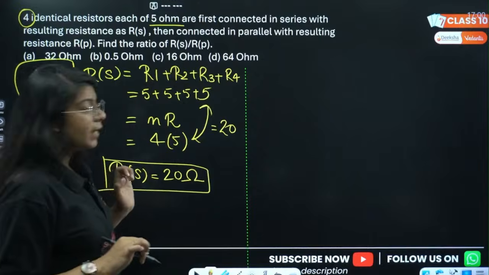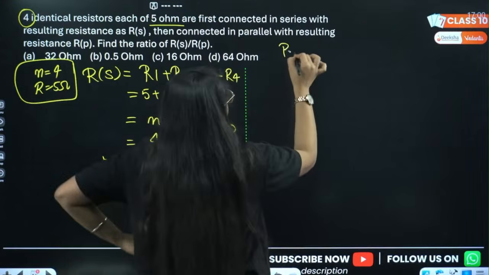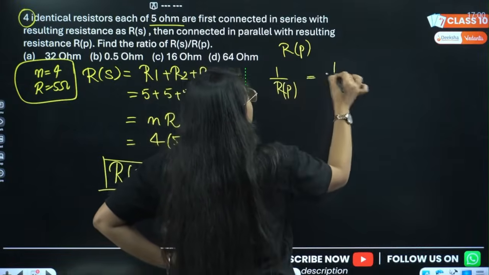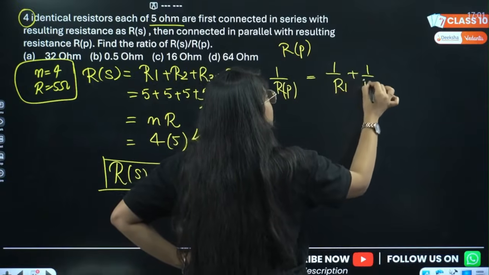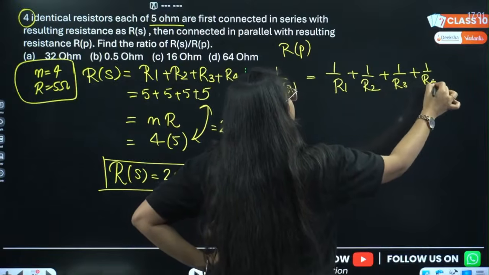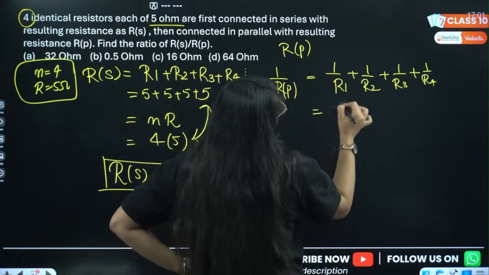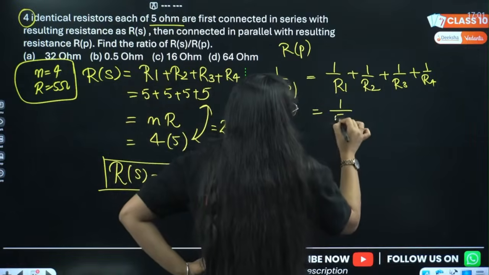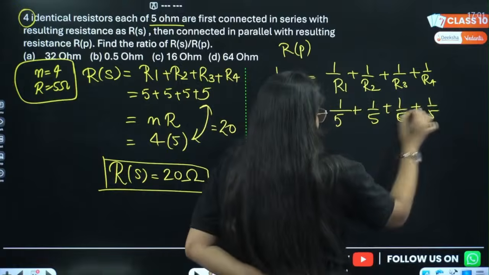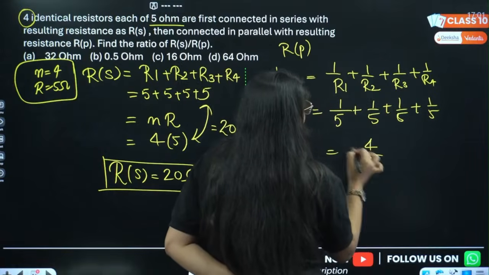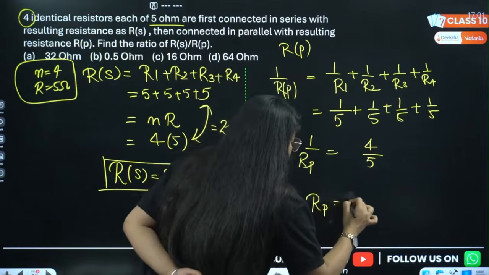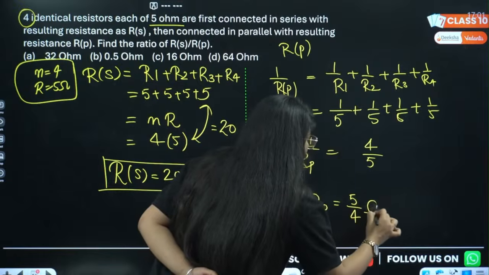Correct? Okay? Now we have to move on to Rp. I have to find Rp. So for a parallel combination, we know the formula: 1 by Rp equals 1 by R1 plus 1 by R2 plus 1 by R3 plus 1 by R4. So this will be 1 by 5 plus 1 by 5 plus 1 by 5 plus 1 by 5. That will be 4 by 5, which is 1 by Rp. So Rp will be 5 divided by 4 ohm.